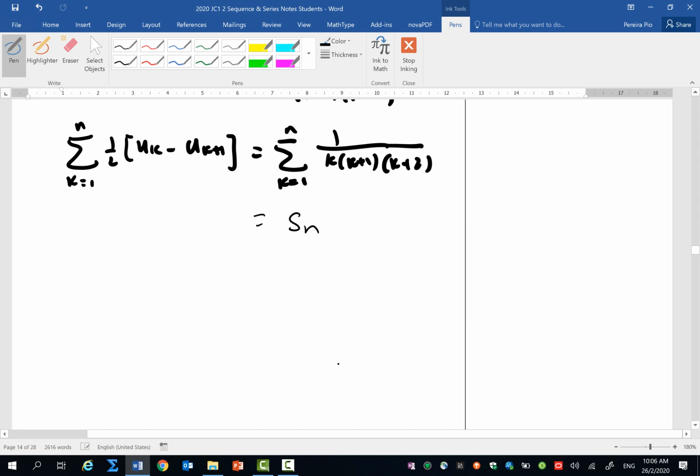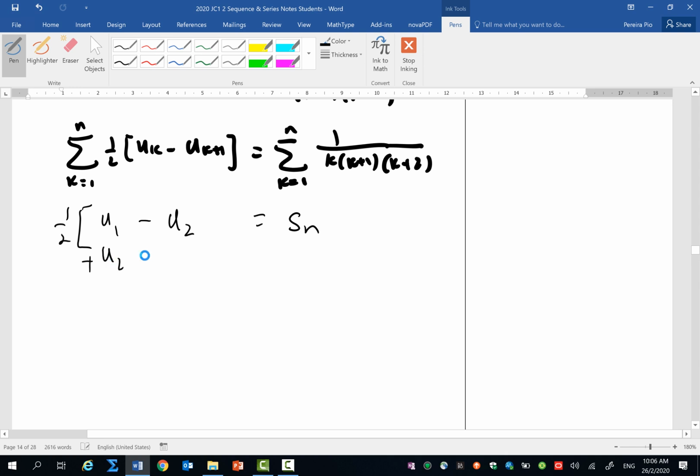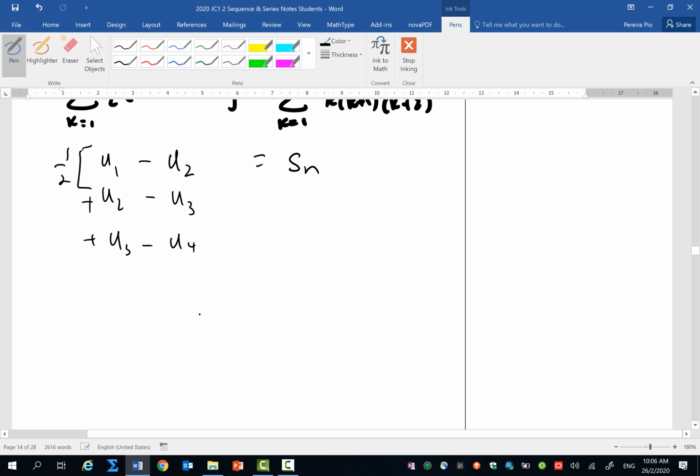Now, how do we write this out? Very similar. You write the half outside first, then UK minus UK plus 1. Substitute k equals 1 first, so this is U1 minus U2, plus, please make sure you put the plus, U2 minus U3. The first line is for k equals 1, this is k equals 2, and this is k equals 3. I'm not going to write it all out because in the actual exam you cannot, but you should have the idea. The first thing you need to do is ask yourself how it's going to cancel.